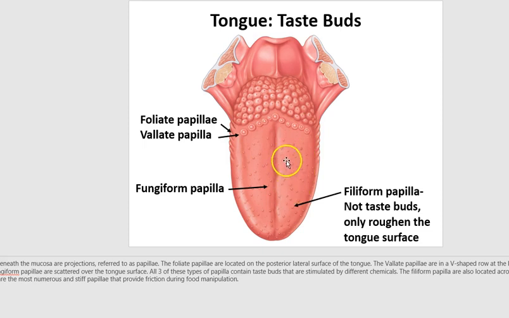And the fungiform papilla are really scattered throughout the surface of the tongue, as are the filiform papilla. There's three types that have taste buds, and that's the foliate, the vallate, and the fungiform. The filiform papilla don't contain receptors for chemicals, so there's no taste associated with them, but they provide friction during food manipulation, just like the cat had filiform papilla for grooming.